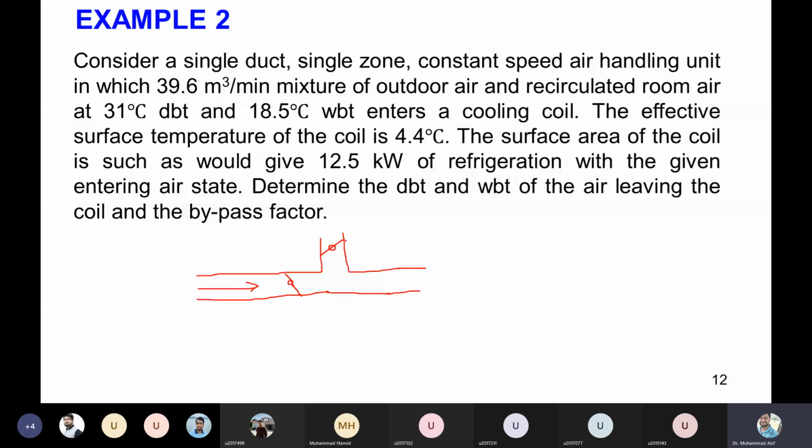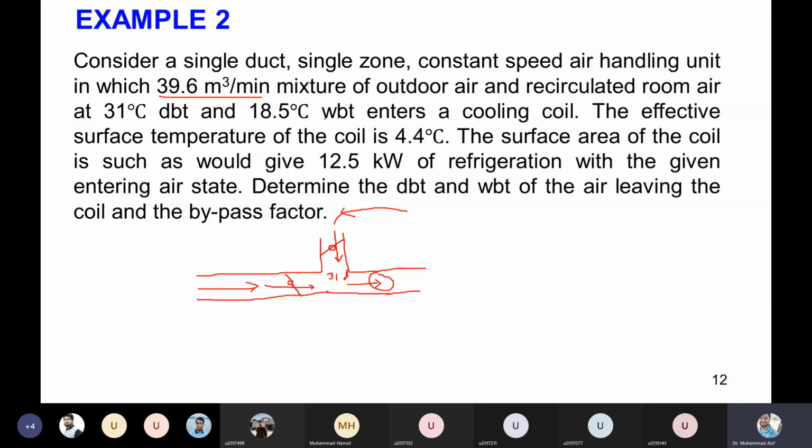So in the problem, this is the mass flow rate of the mixture of the outdoor air and the recirculated room air, I mean the air which is coming from the zone. That's the recirculated air. So it is mixed here, let's say, and the condition of the mixture is mentioned, which is 31 degrees dBT and 18.5 degrees WBT.